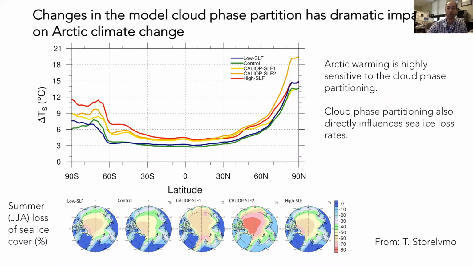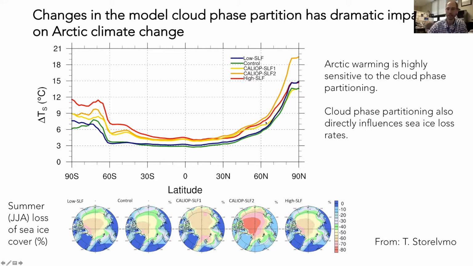As one more quick motivational figure, these changes in the representation of model cloud phase have dramatic impacts on Arctic climate. Trudy Soralmo provided these figures to me, so I just want to quickly show these for you. Each of these different lines shows you the zonal average warming for a climate change simulation.